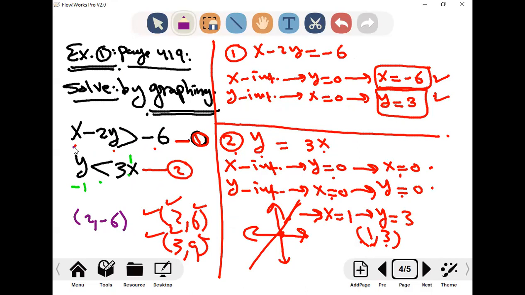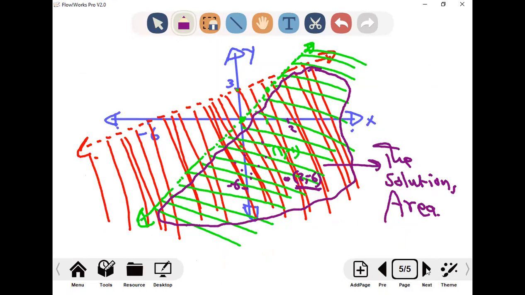Let's check. In place of y, -6, 3 multiply 2, 6. Is 6 more than -6? Yes. So this is the idea: any point in the common area here is a solution for both inequalities. But if I choose a point here, this point will be a solution for the first inequality, but not a solution for the second one.